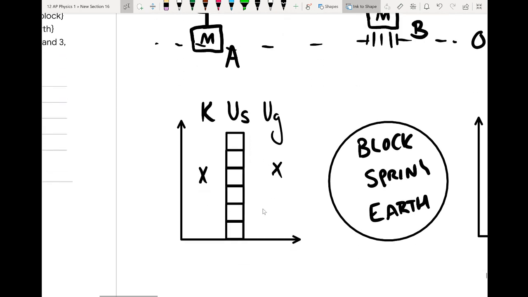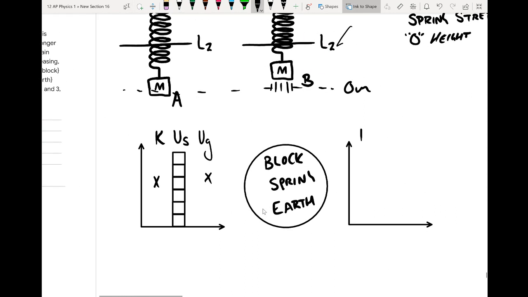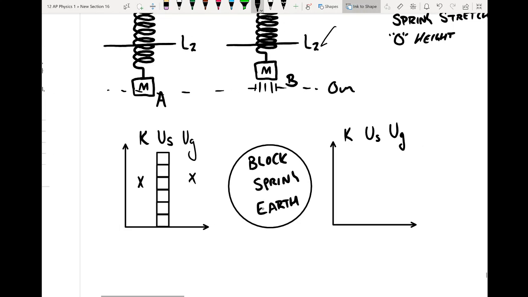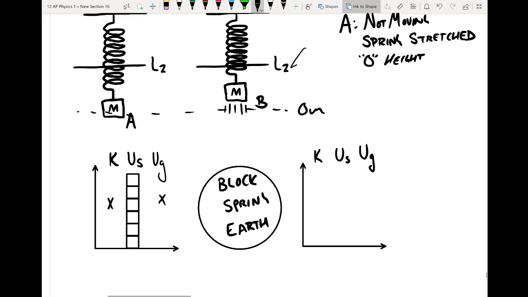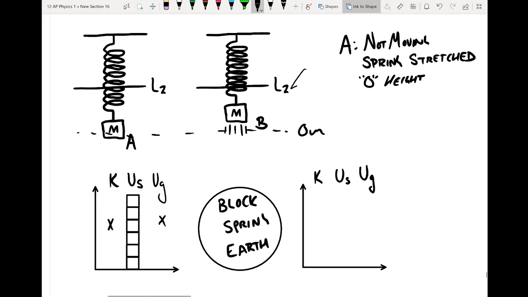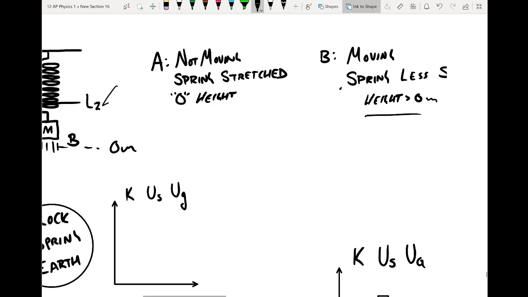All right, so now let's look at this position B. At position B, we have these things to choose from. At position B, our block is definitely moving. So we do have some kinetic energy. Our spring is less stretched than before. It's still stretched, but not as much. And now we're at some height above 0 meters.